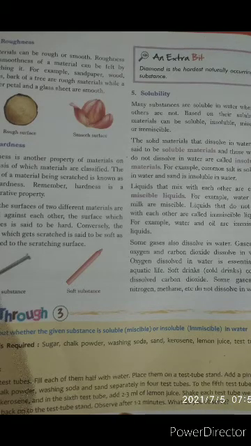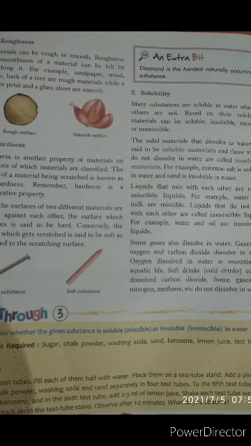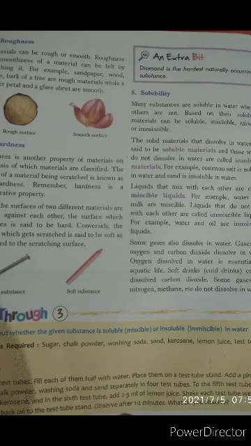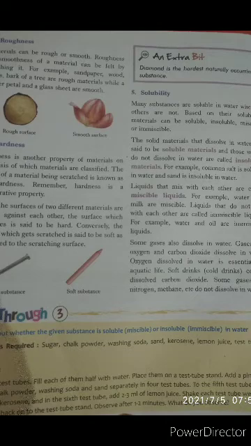Here one experiment is given. All of you look at it. Find out whether the given substance is soluble or miscible, or insoluble or immiscible, in water. Materials required: sugar, chalk powder, washing soda, sand, kerosene, lemon juice, test tubes, and water. Some of these things you can also check at home.